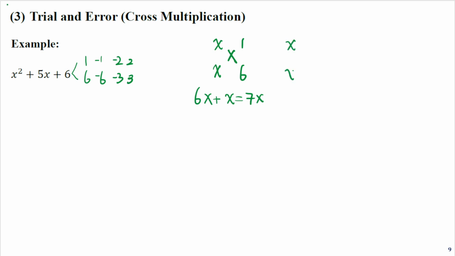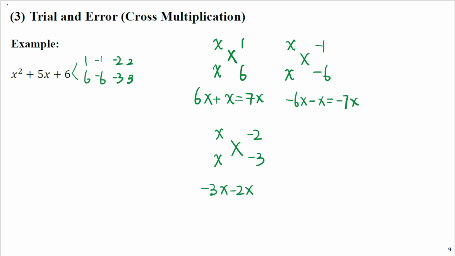So now let's try the next one, negative 1, negative 6. Of course, this will give us negative 6x minus x, which is negative 7x. Still, this doesn't work because we need 5x in the middle, right? And then we can factorize 6 to negative 2 by negative 3. This will give us negative 3x minus 2x, which is negative 5x, which is not positive 5x there, right?